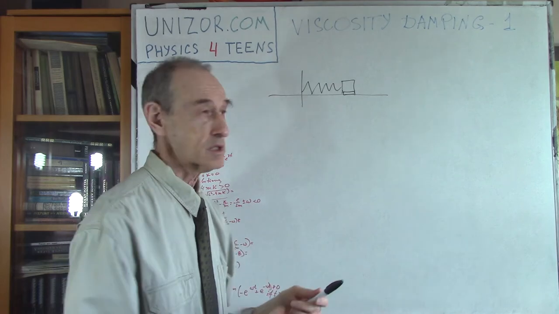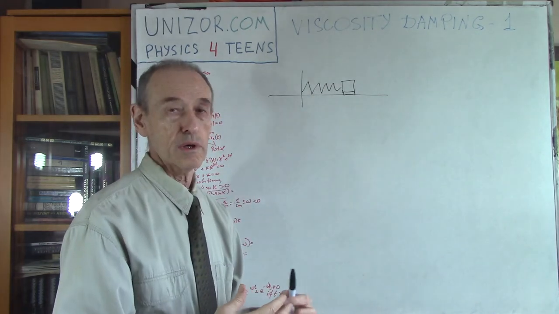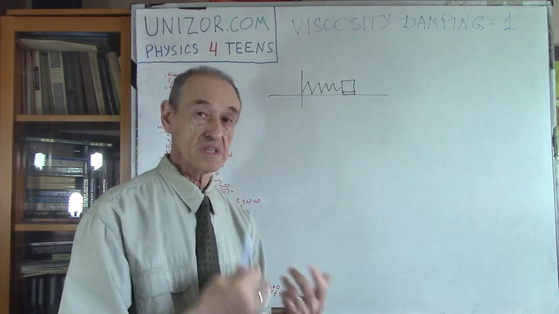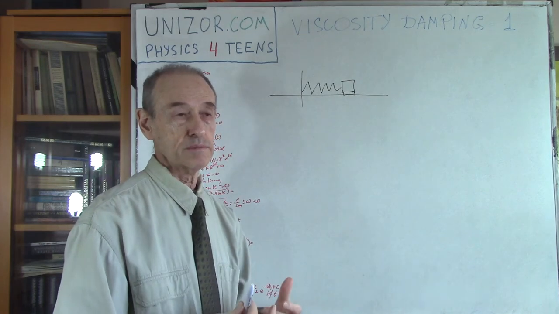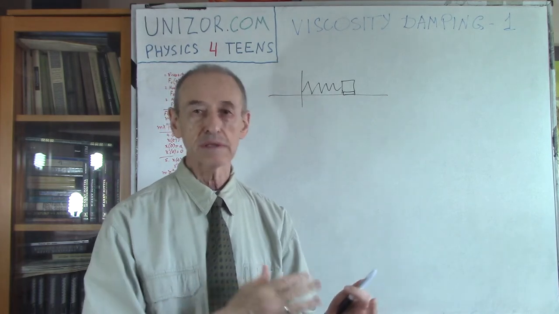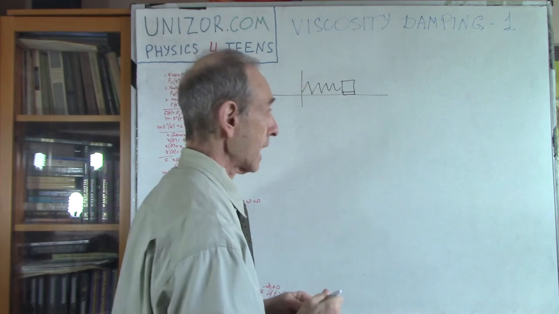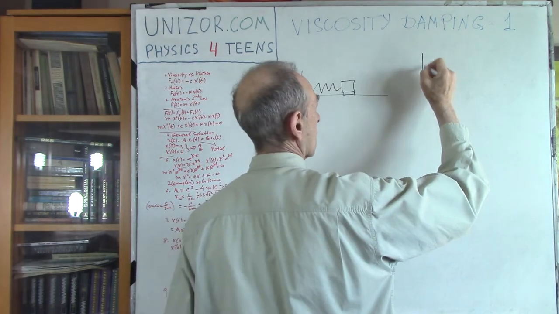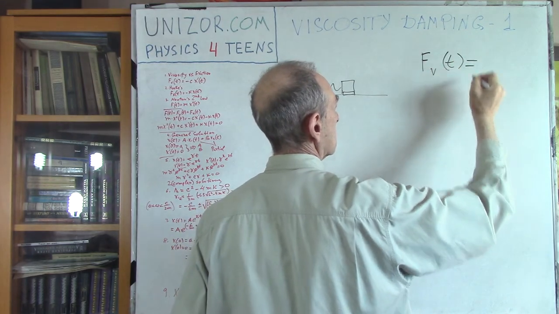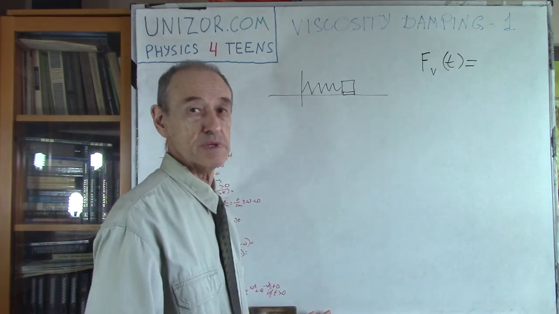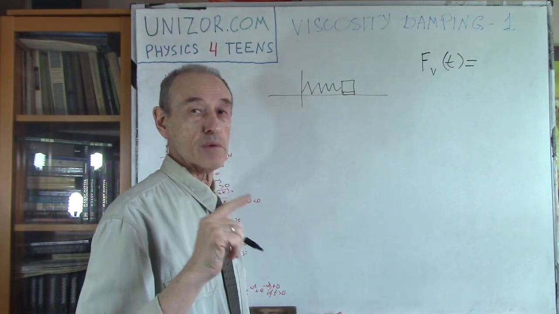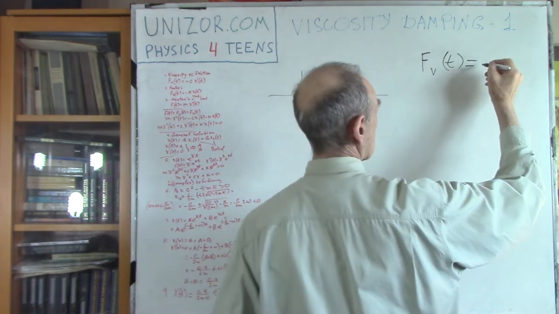In case of viscosity, if the whole thing is underwater, the force which resists the movement depends on the speed. Well, obviously it's not exact, we are talking about a certain reasonable interval of speeds where we can say that the force of viscosity as a function of t is proportional to the speed of the object. And not only is it proportional, it's always directed against the speed.